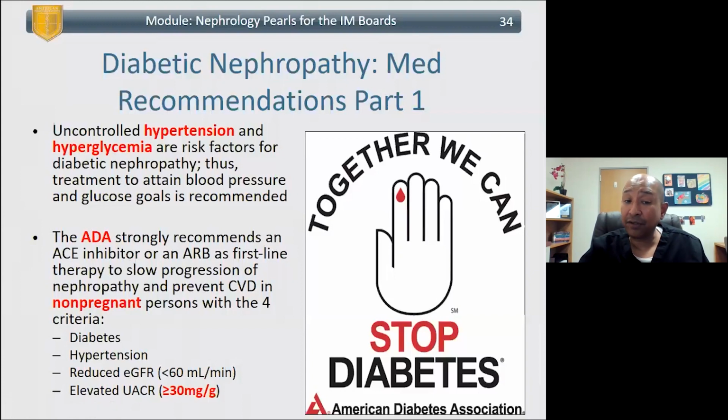But the American Diabetic Association recommends ACE and ARB as first-line therapy to slow the progression of nephropathy and prevent cardiovascular disease in non-pregnant individuals. Of course, you would not give an ACE or ARB in individuals who are pregnant. And the ADA believes this in people who are diabetic, hypertensive, have a reduced estimated GFR less than 60 mLs per minute, and have an elevated urine albumin creatinine ratio greater than 30.